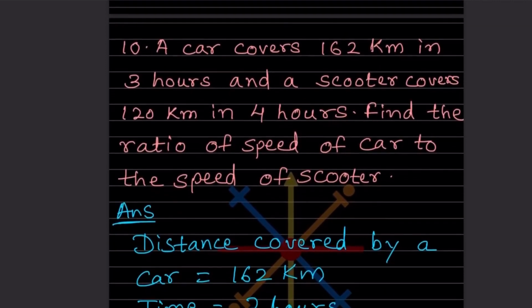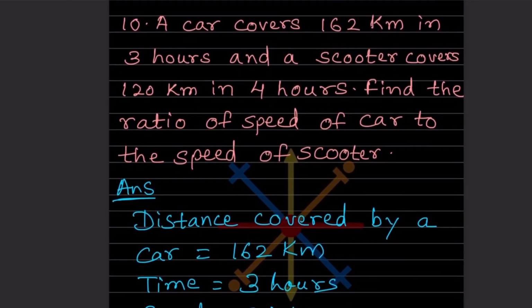So now the next problem says that a car covers 162 km in 3 hours and a scooter covers 120 km in 4 hours. Find the ratio of speed of the car to the speed of scooter. So now we have to see, this 162 km means that is the distance, isn't it? Distance covered by car, and the time taken is 3 hours. So 162 km, it is taking 3 hours time. So we want the speed.